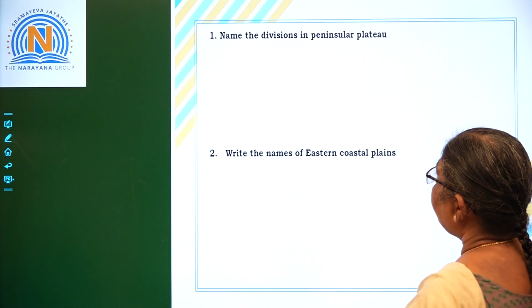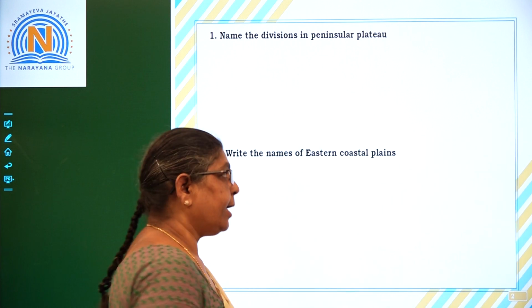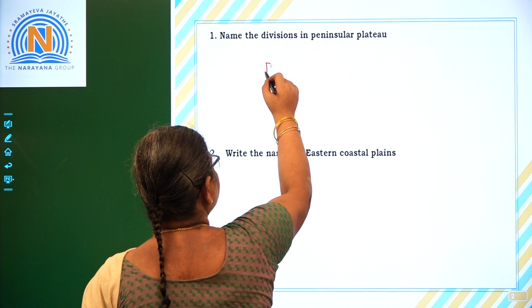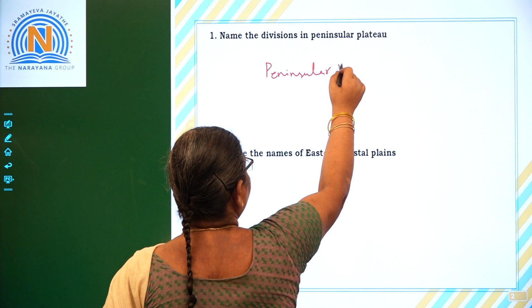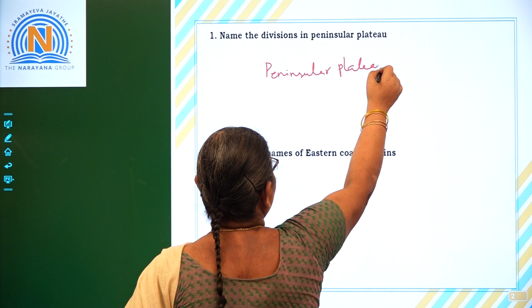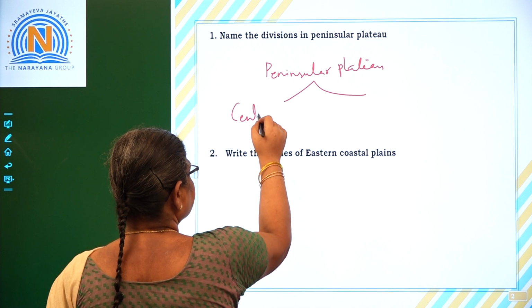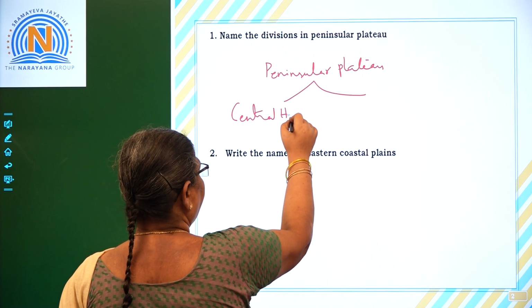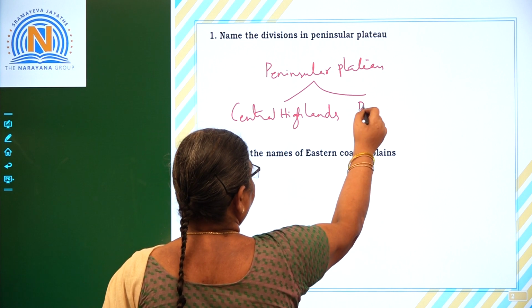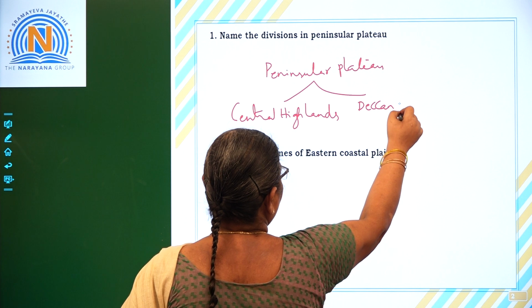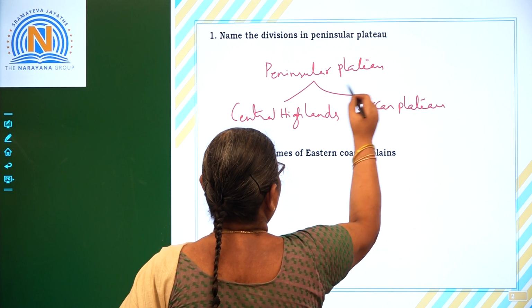Okay. So name the divisions in the Peninsula Plateau. The Peninsular Plateau is broadly divided into two categories. What are the two categories? The two categories are the Central Highlands and the Deccan Plateau. These are the divisions.